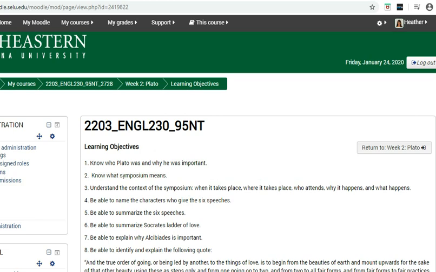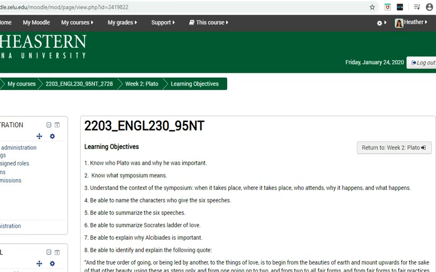So the first thing is to know who Plato was and why he was important. If you read the introduction to Plato in our Norton Anthology of World Literature, then you'll know more than enough information that you need to know for this class. You should also make note of what symposium means. It's a drinking party, but that's the context. Then I want you to understand when it takes place, where it takes place, who attends it, why it happens, and what happens. You'll also find this information in the introduction.